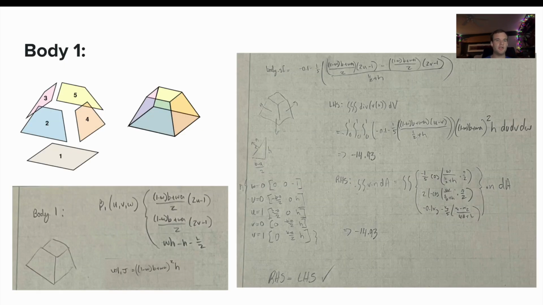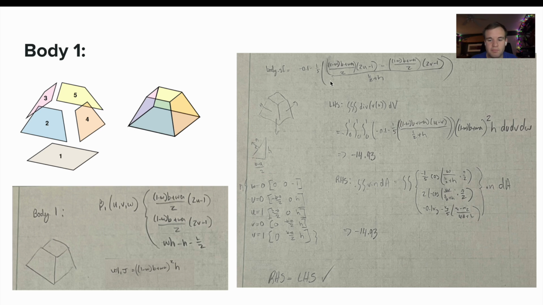Body 1, so this is that bottom frustum. I only show body 1, I don't show body 3 because they're the same idea, just flipped. This is how we parameterized the geometry in previous weeks. Note that there's no top area because that's where the rectangle comes in, and for the composite body we don't want to account for that. This is the volume of the frustum as we determined in previous weeks. So now we get to the important stuff.